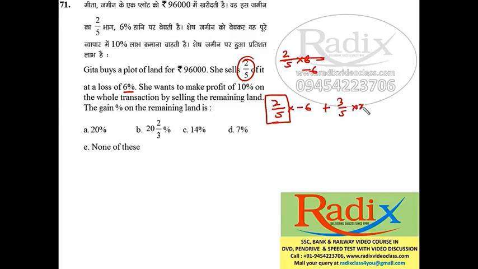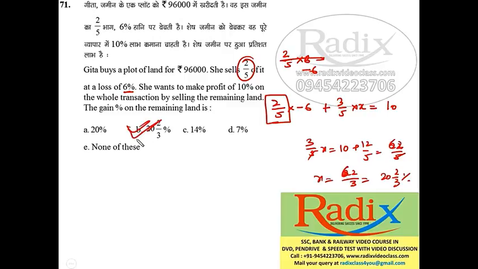Let's say it is sold at X% profit, and the overall profit percent is 10%. So this is 3 by 5 x equals 10 plus 12 by 5, or 22 by 5. Now 5 cancels, x would be 22 by 3, or this is 62, 20 whole 2 by 3. Answer is B option. Right?